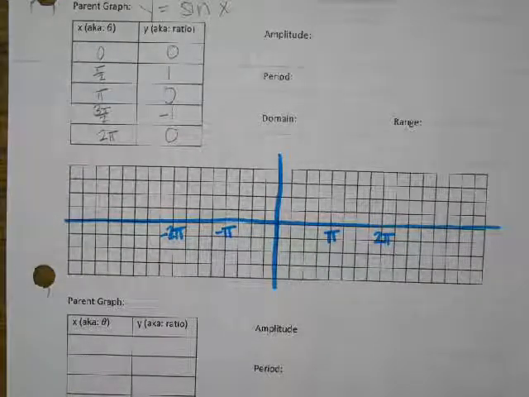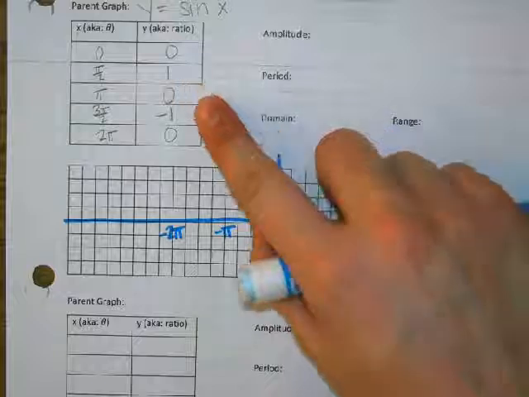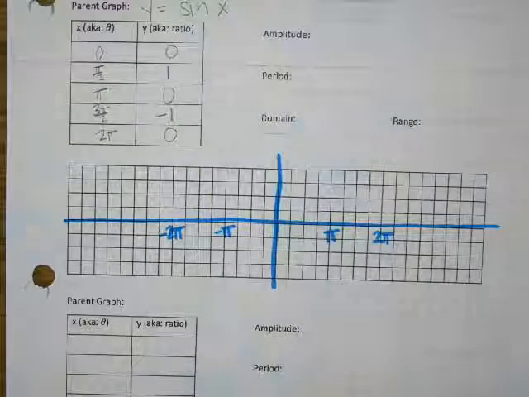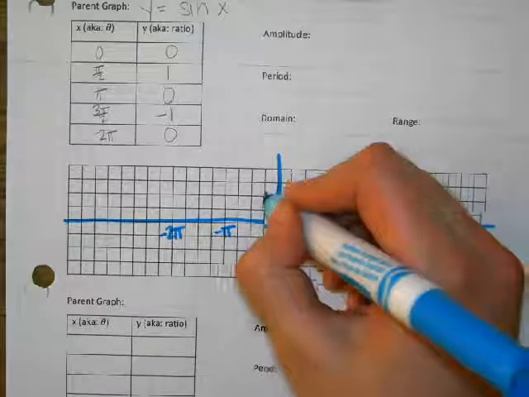How big does the y have to get to if you look at your table? Yeah, +1, and then how small does it have to get? -1. So it doesn't matter on the y-axis what you go by. I'm going to go ahead and just put 1 in the middle.